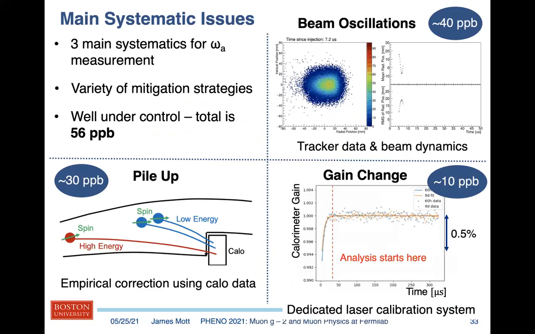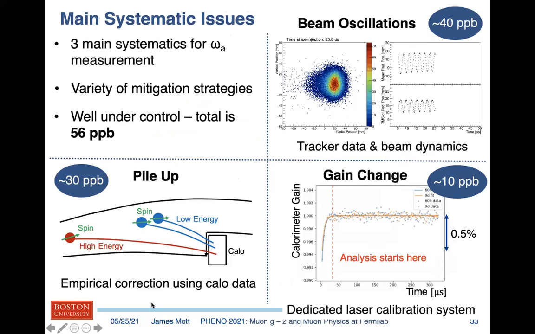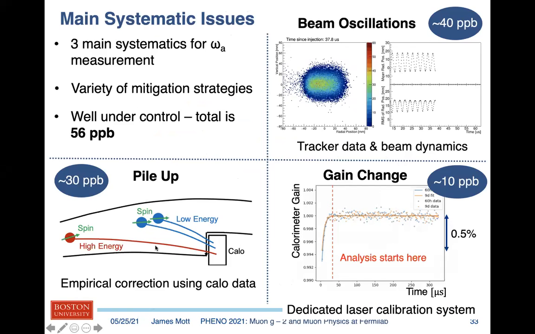Okay, so in terms of systematics, there are just 3 main issues. We have the beam oscillations that I mentioned before, and we measure these with the tracker, and we've got beam dynamics models, so these end up being less than 40 parts per billion in total. Pile-up is another problem for us. This is where we have two low energy positrons which arrive at the same time. They shouldn't pass our threshold, but they do, because we mistook them for one high energy one. And so we correct this using the calorimeter data itself and it ends up around 30 parts per billion.